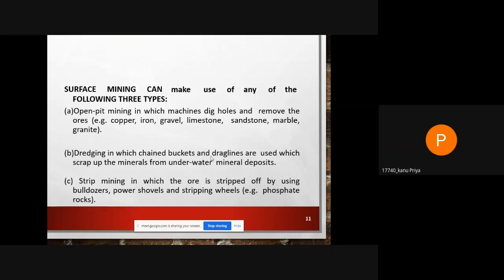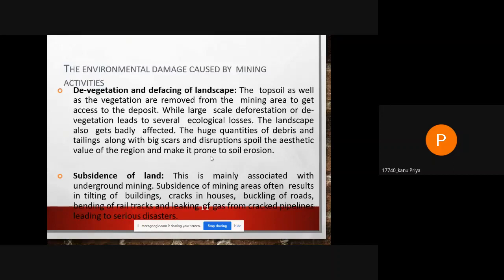Dragline mining, in which a chain bucket and drag lines are used, which scrape up the minerals from the upper mineral deposit. Strip mining, in which the ore is stripped off by using bulldozers, power shovels, and stripping vehicles. Environmental damage caused by the mining activity. Devegetation and defacing of the landscape.